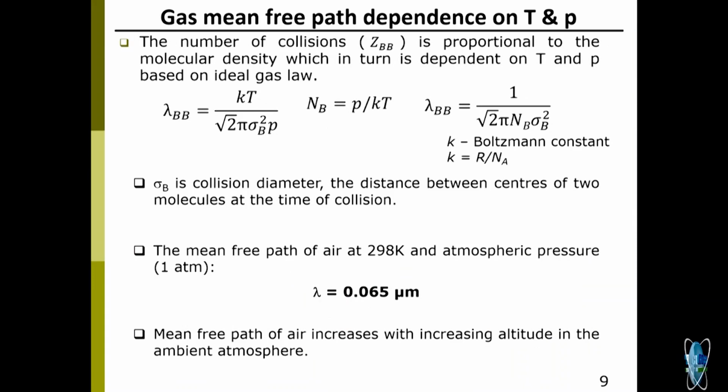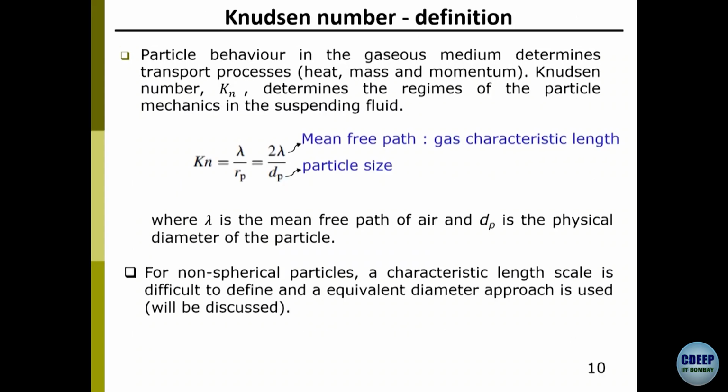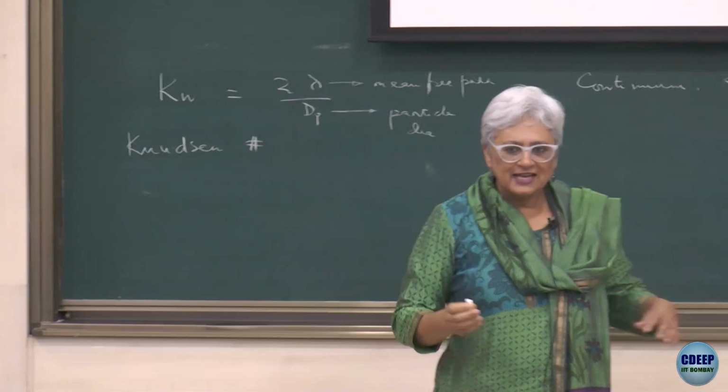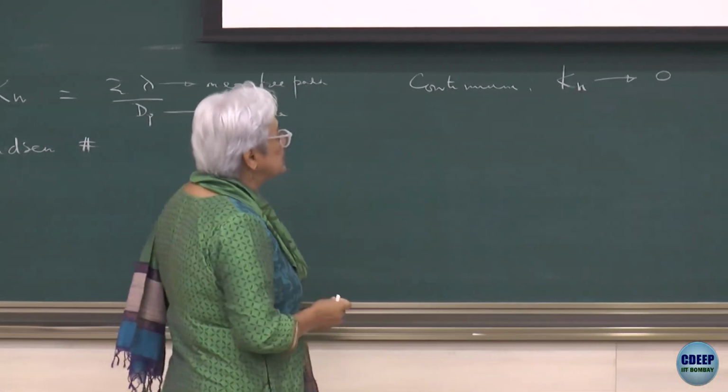This is just saying the same things that we had on the board, which is telling you that the mean free path is of the order of 65 nanometers, and the Knudsen number is what we are going to use to define regimes of particle behavior, right? And what are these regimes? These regimes are continuum, where particle sizes get much larger than the mean free path, and therefore the Knudsen number is tending to 0.